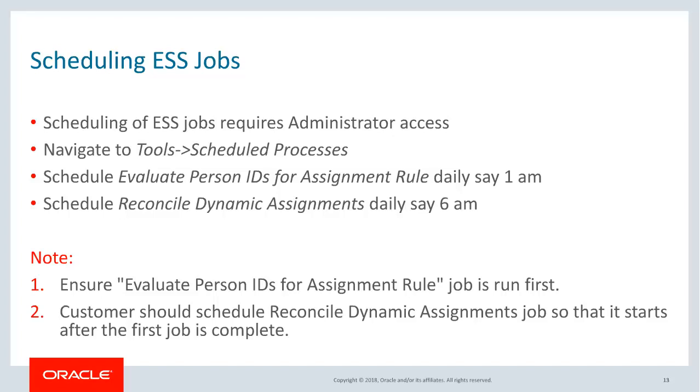Two important things to note here. First, ensure that the Evaluate Person IDs for Assignment Rule job is run first. Second, the customer should schedule the second ESS job, which is the Reconcile Dynamic Assignments job, in such a way that it starts only after the first job is completed.